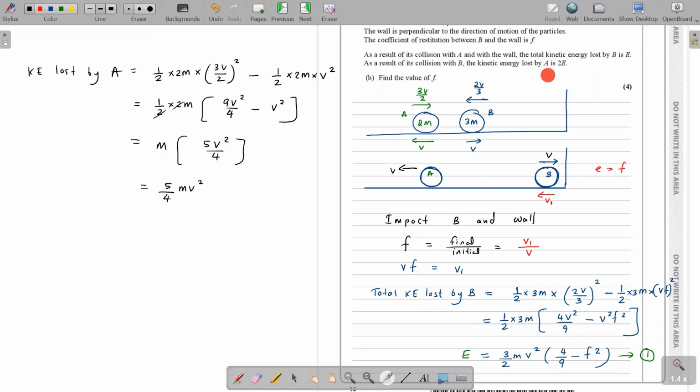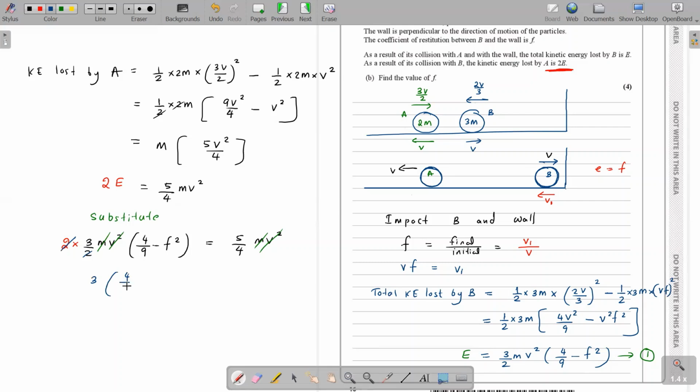And this is equal to what? They have told you that the kinetic energy lost by A is how much? Here, look at the question. The kinetic energy lost by A is 2E. So now what do we need to do? Now substitute. We already found the value of E in the earlier part. So substitute. 2 times E, what's E? 3 over 2 mv square into 4 over 9 minus f square equals 5 over 4 mv square. Do you agree with me? So m and v square cancel here. Do you understand what I did here? I took the E value in equation 1 and replaced the E over here. 2 times this E value is equal to 5 over 4 mv square. 2 and 2 cancel here.